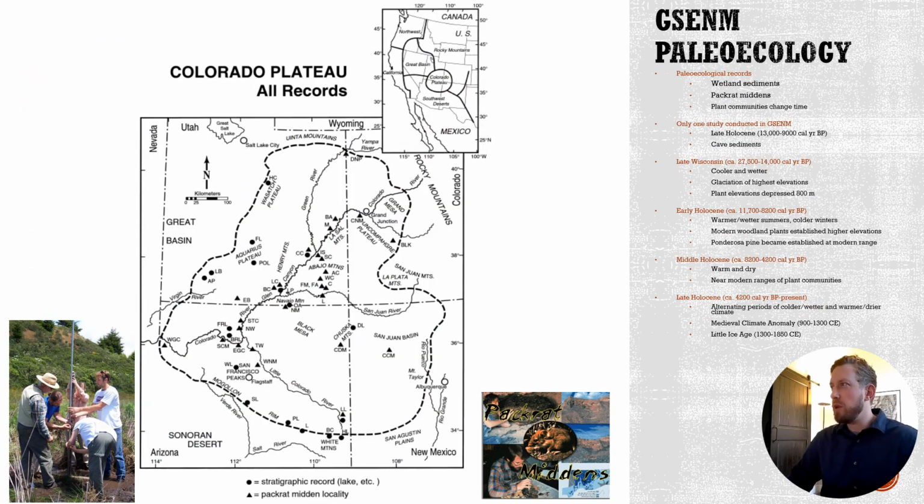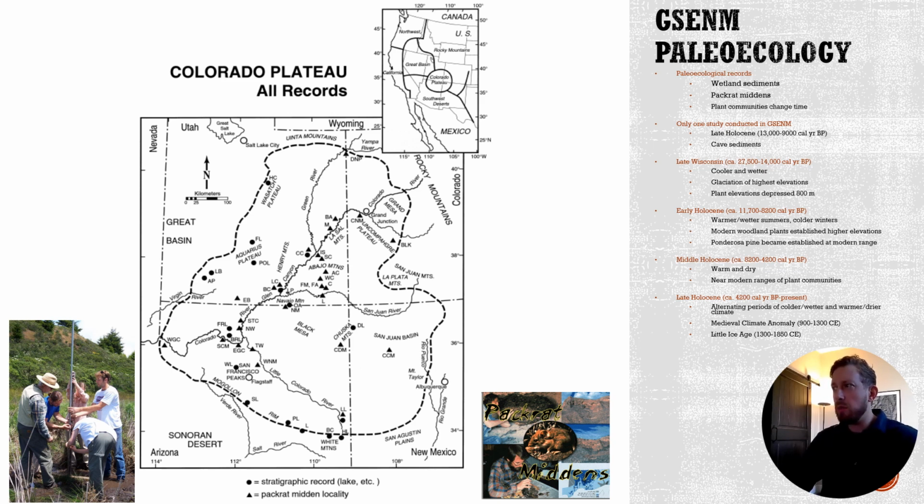A quick discussion of paleoecology on the Colorado Plateau. Paleoecological records are derived from wetland sediments as well as arid sediments, such as pack rat middens and cave sediments. And these records show that plant communities have changed through time. Only one study is conducted in the monument. This dates to the late Holocene, only from 1300 to 9000 cal-year BP, and was derived from cave sediments.